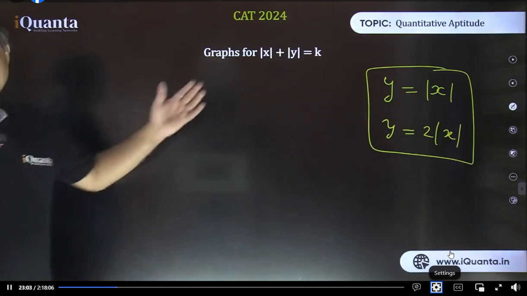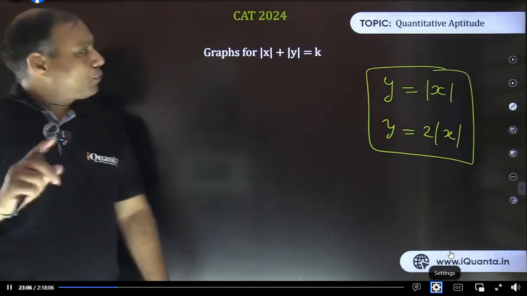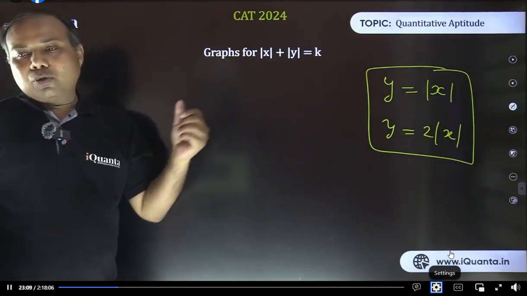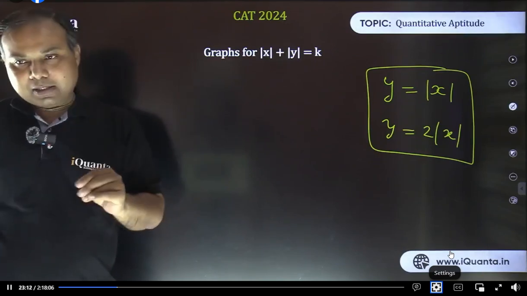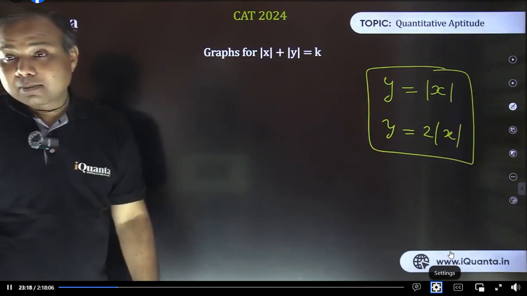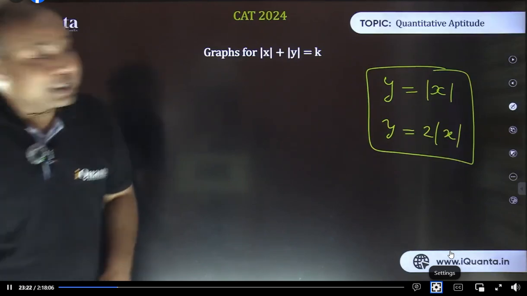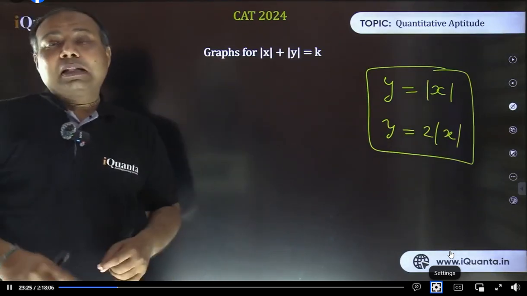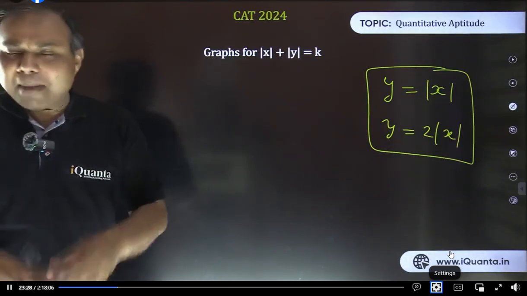See, how to make graph for this? If you remove this modulus sign, so you are going to get how many cases? 4 cases, right? Can you tell me what are going to be the 4 cases? Yes, they ask shape of the graph, they ask the area of the graph, they ask the number of integral points inside the graph. Many questions are there.